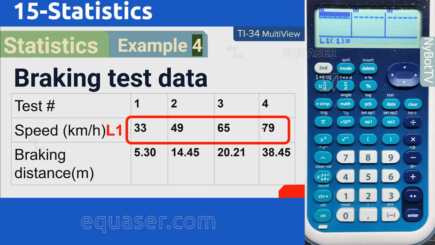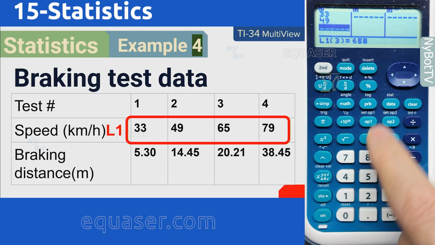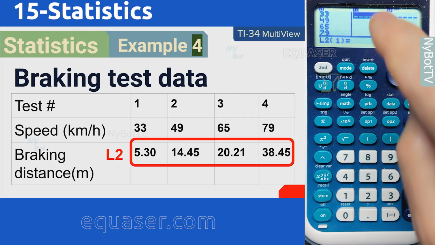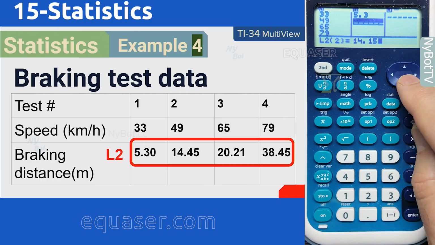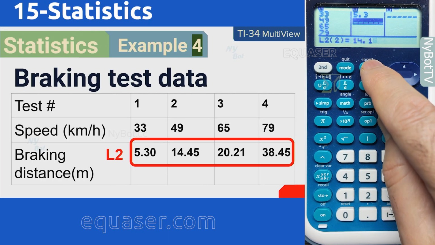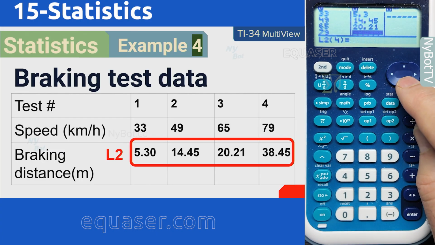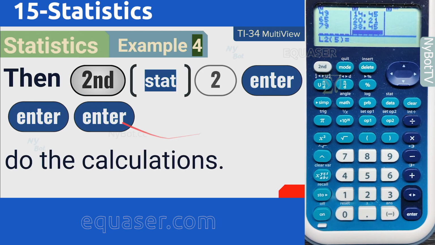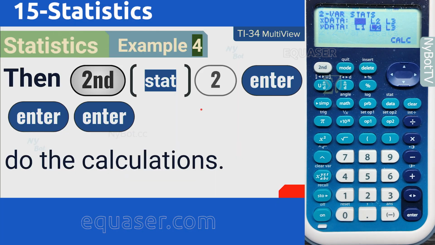For L1, we enter these values: 33 down, 49 down, 65 down, 79 and down. And for L2, let's go on this line: 5.3 down, 14.45 down, 20.21 down, 38.45 and down. All the data have been entered. Then let's do the calculation. Second function stat, and this time 2 variables. Let's go and click calc.